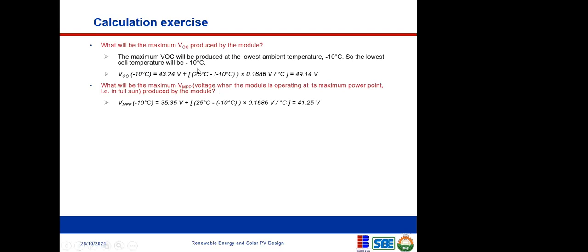So we have 25 minus 10, then you multiply it by the coefficient. This coefficient is for every degree rise or drop in temperature. When you execute these calculations, you're going to have 49.14. So this becomes your open circuit voltage.